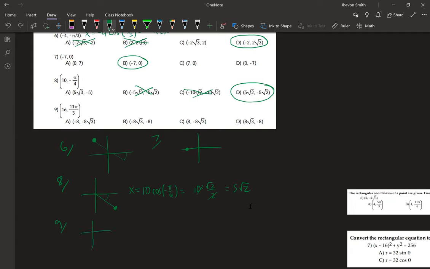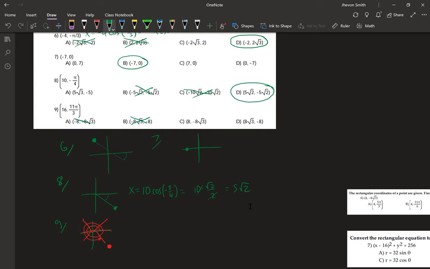Looking at problem 9, 11 pi over 3. So pi over 3 basically means you cut pi into 3 equal pieces. 11 pi over 3 means you take 11 of those pieces. So you would do 1, 2, 3, 4, 5, 6, 7, 8, 9, 10, 11. So you're in the fourth quadrant here. And we're at a distance of 16. So our coordinate is somewhere down here. So I know that my x is positive and y is negative again.